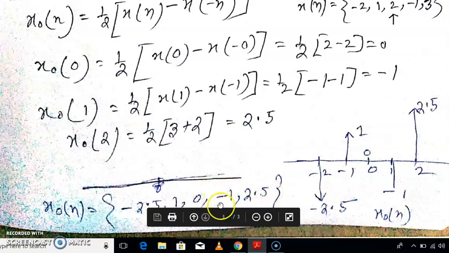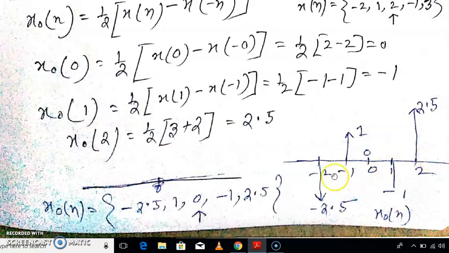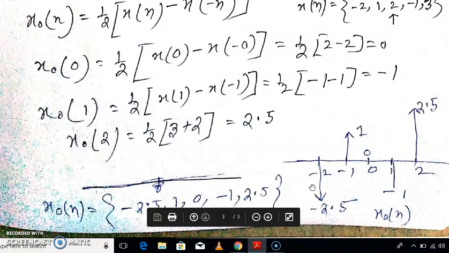That is your odd part, and that is your right side. The left side will be just the opposite. Here for 1 it is minus 1, so it will be 1, and for 2 it is 2.5, so here it will be minus 2.5, because for the odd part you just reverse the sign.